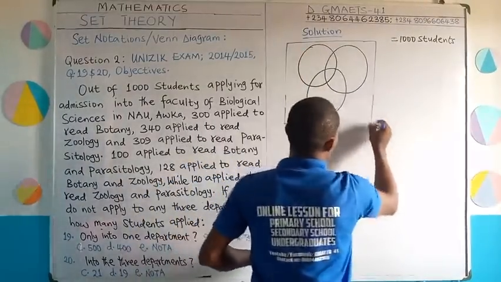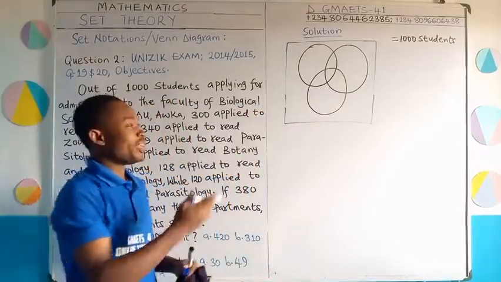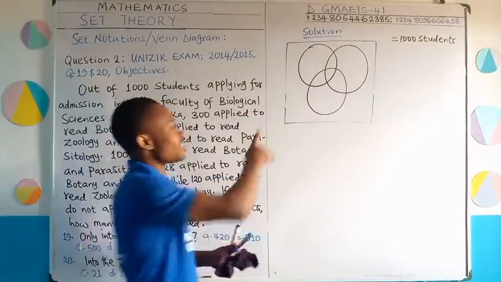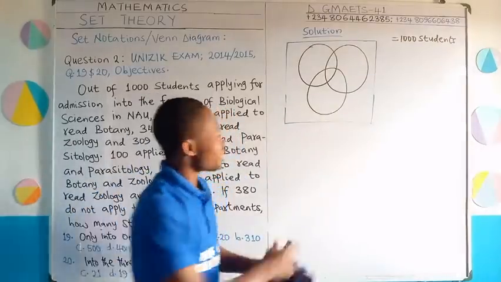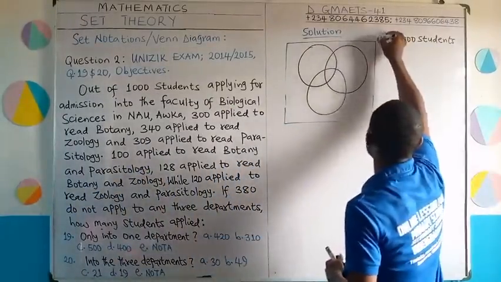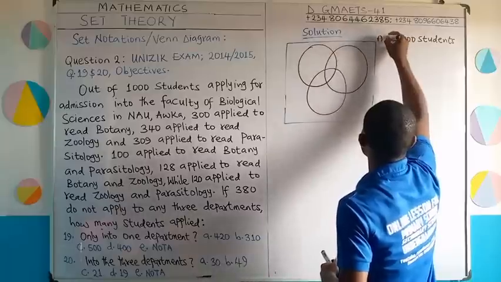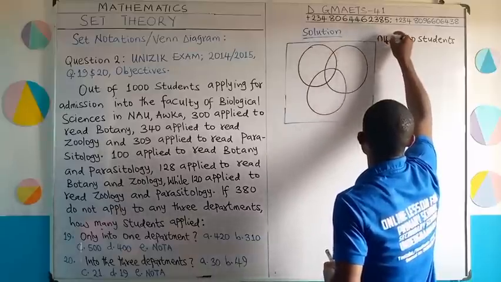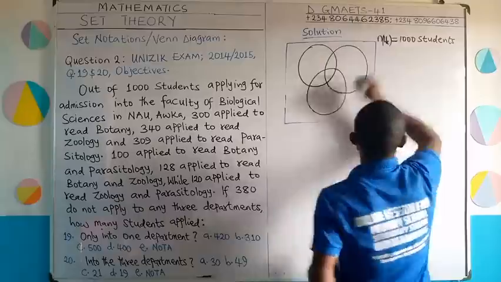Or something like this, okay? In an objective case like this, it's not relevant drawing all these rectangles for universal sets. It's rather going to waste your time, okay? You can just draw these circles and proceed with your analysis. So this is my universal set equal to 1000.